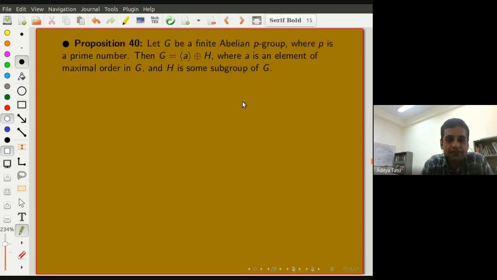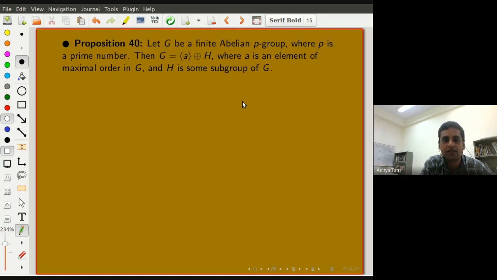Let's go ahead. This is where cyclic groups come in. If I manage to explain this proposition, I think we are done. I can see I have about 4 minutes. Please give me about 10 minutes. I hope I should be able to do this in 10 minutes.